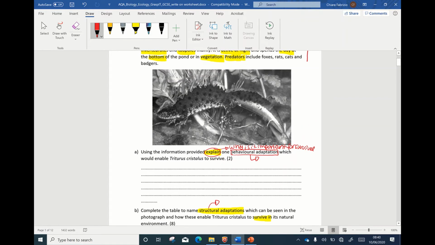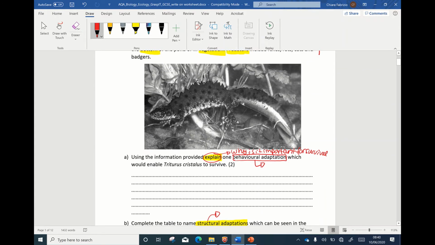So look at this picture. I'm going to maybe give you a few hints, and think about what the structural adaptation is and why you think it's important for its survival. So I can see, for example, that it's got eyes that are on the side of its head. So eyes are on the side.